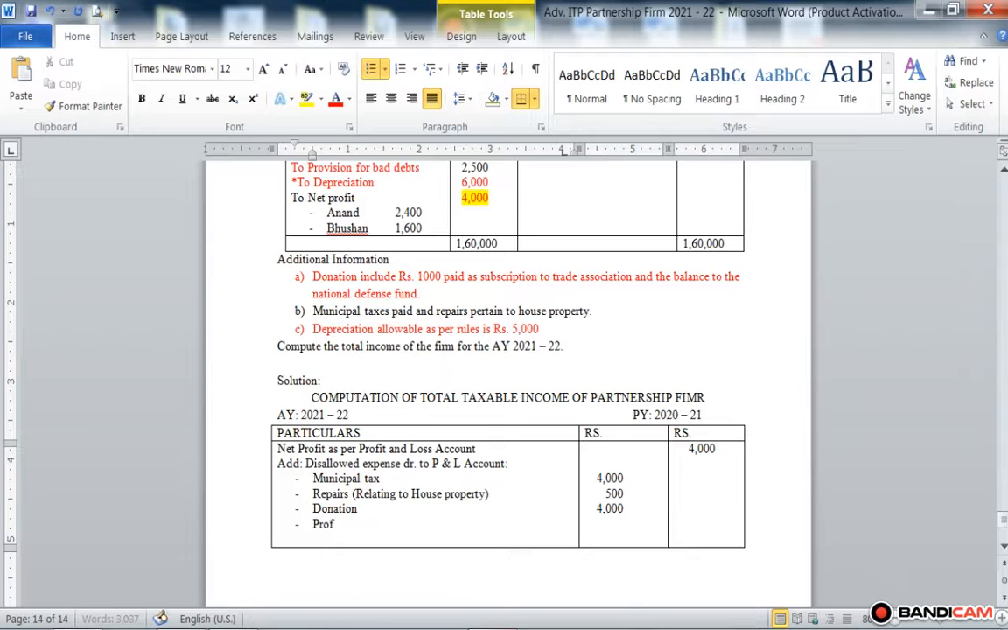provision for doubtful debts, amounting to rupees 2,500. Okay.